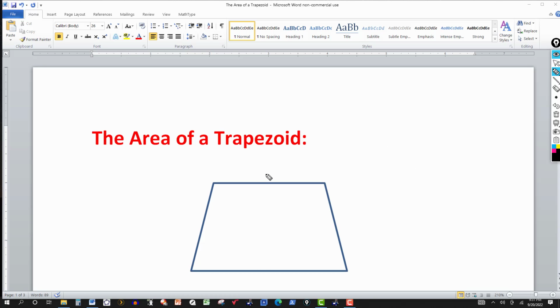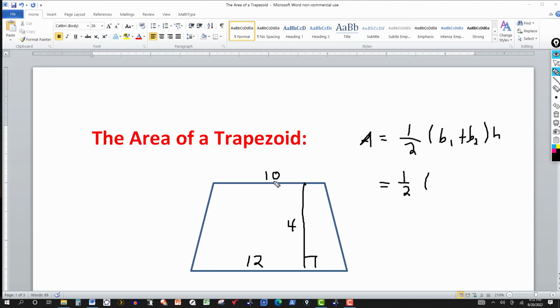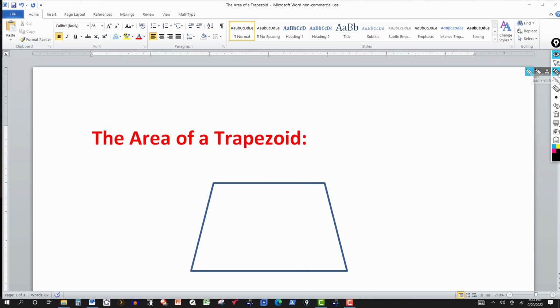If they give you something like this and say, let's say this is 10 units, this is 12 units, and then they give you the altitude, 4, in this case you would use the other formula. Area is equal to 1/2 base 1 plus base 2 times the altitude. So add up the two bases, 10 and 12 is 22. Altitude is 4. So 1/2 of 22 is 11. 11 times 4, 44 square units.